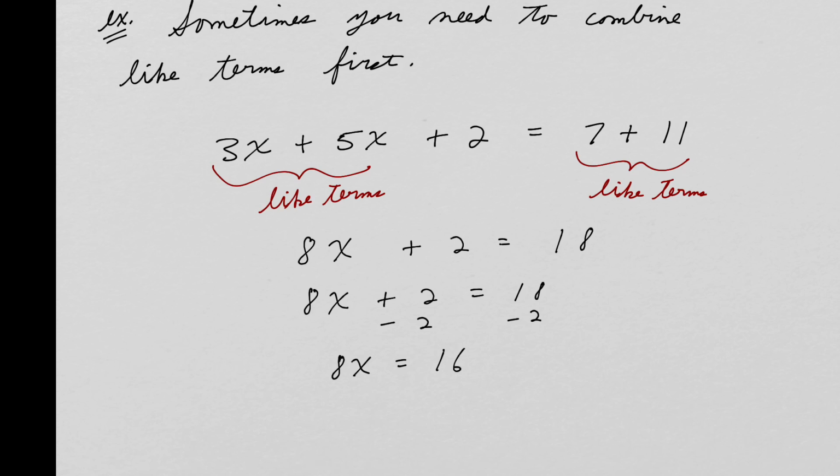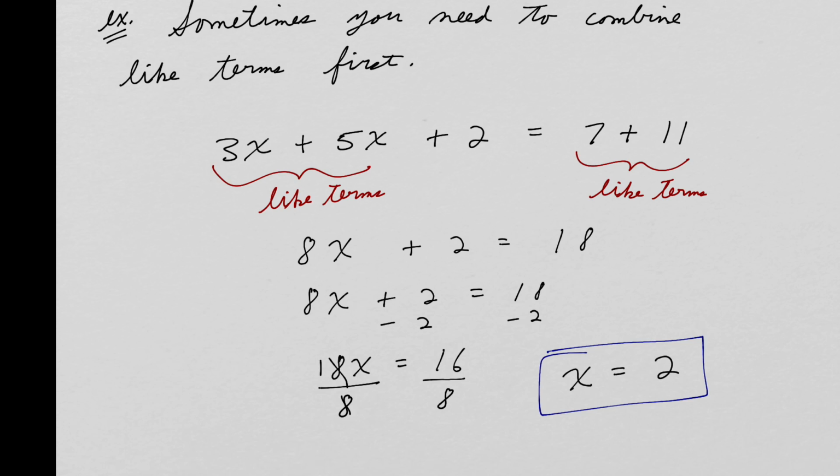And then finally, to get x by itself, to get 1x, I can divide both sides by 8, right? Since it's being multiplied by 8, if I divide by 8, it sort of undoes that. It gives me a 1 there. But whatever I do to one side, I have to do the other side. So I'm going to get x equals, and then 16 over 8 simplifies to 2. So my solution here to the original equation is x equals 2.